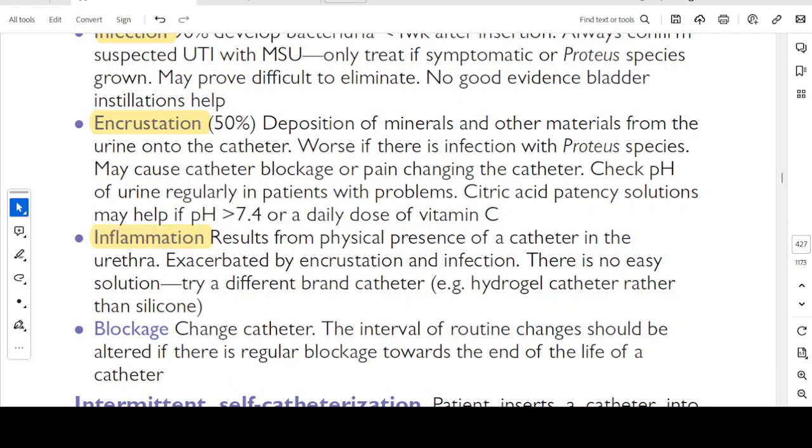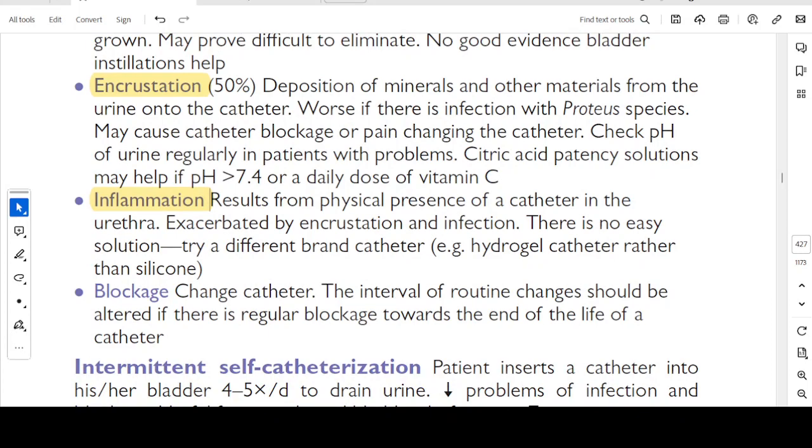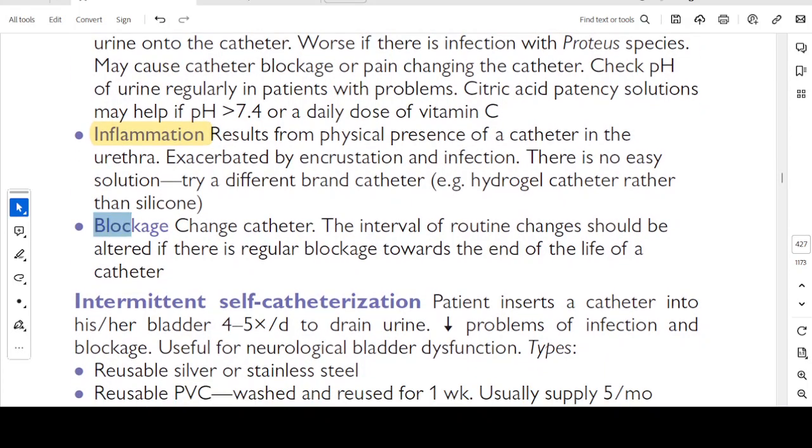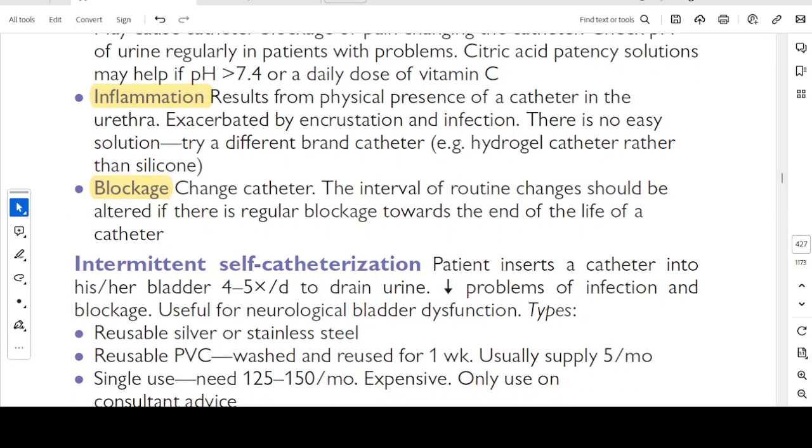Inflammation: results from the physical presence of a catheter in the urethra, exacerbated by encrustation and infection. There is no easy solution. Try a different brand of catheter, or a hydrogel catheter rather than a silicone catheter. Blockage: change the catheter. The interval of routine changes should be altered if there is regular blockage towards the end of life of a catheter.